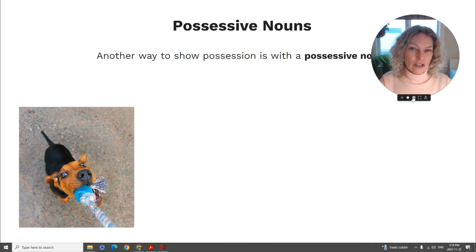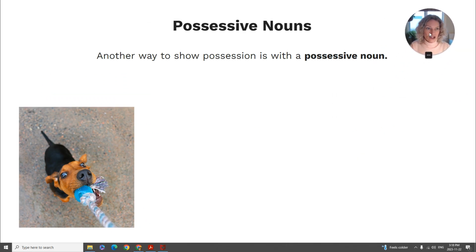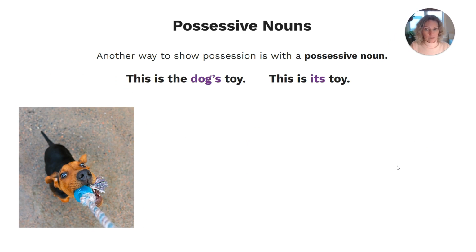Another way that you can show possession, which means ownership, is with a possessive noun. So here's an example of a possessive noun. This is the dog's toy. See that apostrophe S there? That shows that the dog is the owner of the toy. So you could either say this is its toy, its is a possessive determiner, or you could say this is the dog's toy. That's a possessive noun.